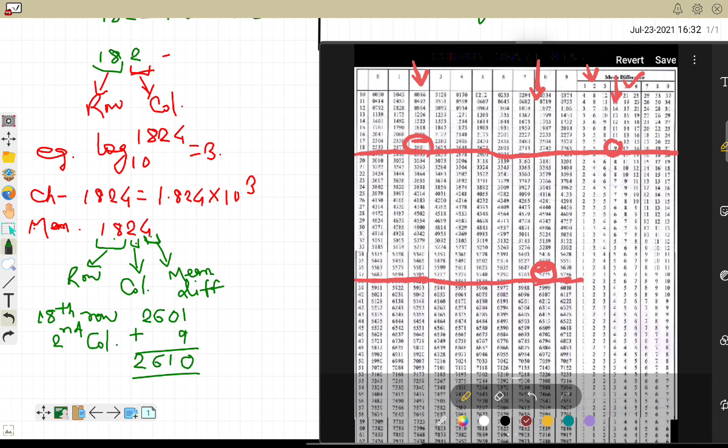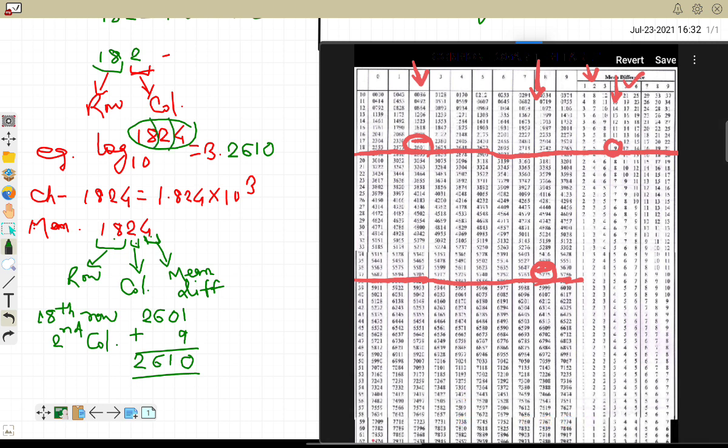So what is the complete value? 2610. So the net answer is 3.2610. I repeat once more. If any number is given, the first 18 means 18th row. This 2 means second column. This 4 means the fourth column, mean difference. First write the value like 2601. After that take the fourth column in mean difference and add these two values.